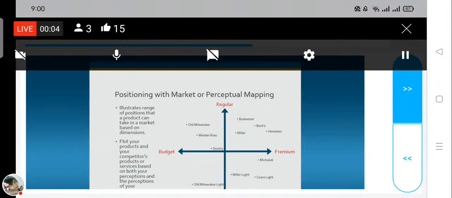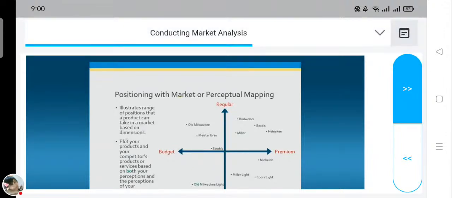And I've plotted the perception people have of each beer onto the map. This is a great tool for determining how people currently perceive your product and therefore how you need to market it if you want to change their perception or reinforce that perception. So let's step back and think about what we've done so far.